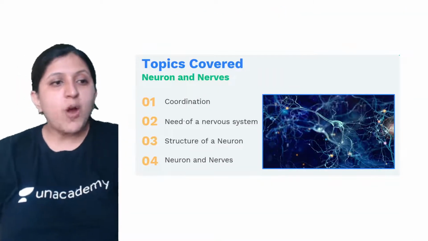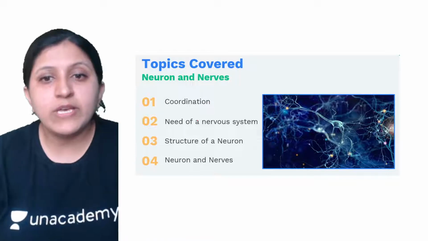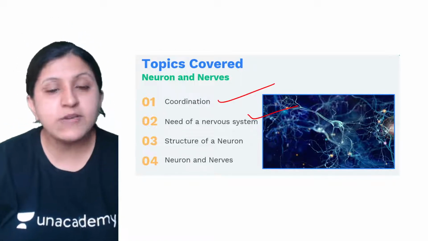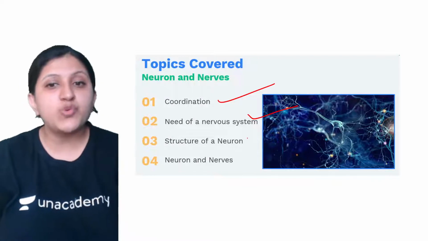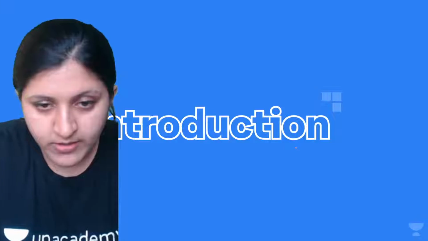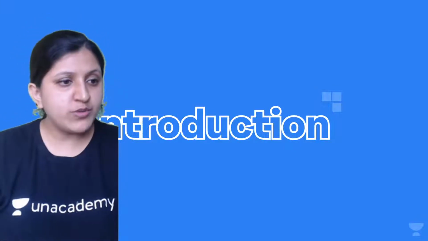The topics that I am going to cover today are coordination, the need of a nervous system, and let's have a look at the structure of a neuron, the neurons and the nerves. Moving on to the introduction.